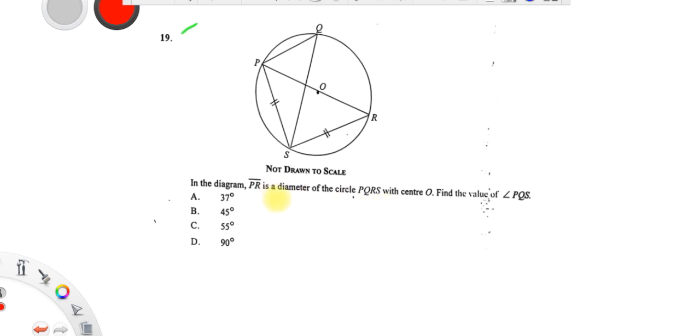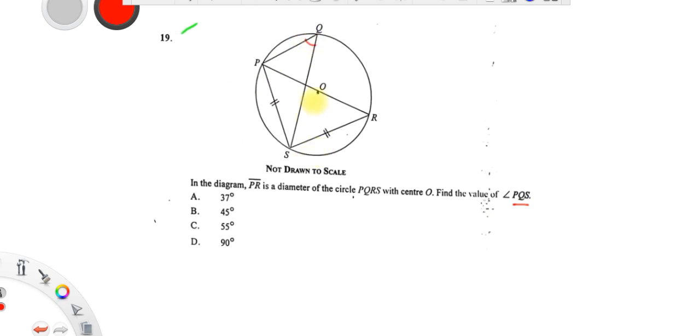So you see that PR is the diameter of the circle PQRS with center O. Have you seen? Find the value of what? Angle PQS. So this is what we are supposed to find. We're supposed to find this angle. So how do we find this angle, guys?